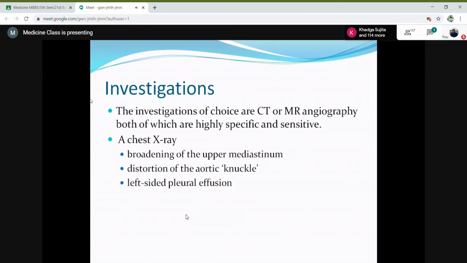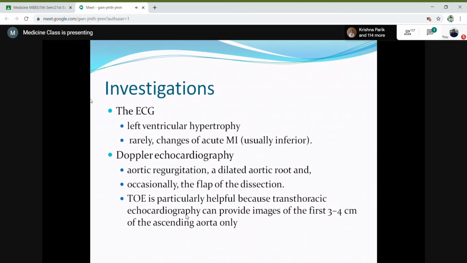The investigation of choice is CT or MR angiography, both of which are highly specific and sensitive. The other investigation is chest X-ray, where we can see broadening of the upper mediastinum and distortion of the aortic knuckle, and sometimes there can be a left-sided pleural effusion as well. In ECG, the most important finding is left ventricular hypertrophy. In echocardiography, we can see evidence of aortic regurgitation, sometimes a dilated aortic root, and occasionally flaps of dissection.